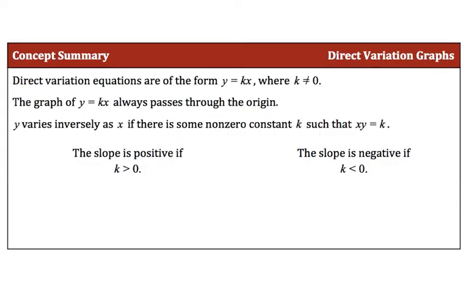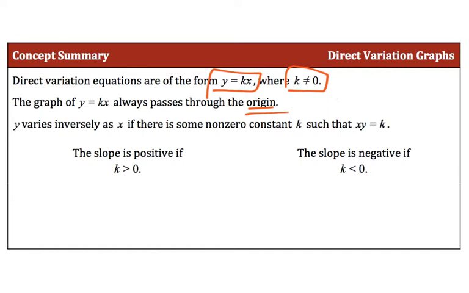Let's summarize this. The concept summary says that in direct variation equations and graphs, they're in this form, y equals kx, and again, k cannot be equal to 0. Otherwise, if it was 0, you just have a horizontal line on the x-axis. It always passes through the origin, so you can underline this, star this. I'm doing this all in red, you don't have to.